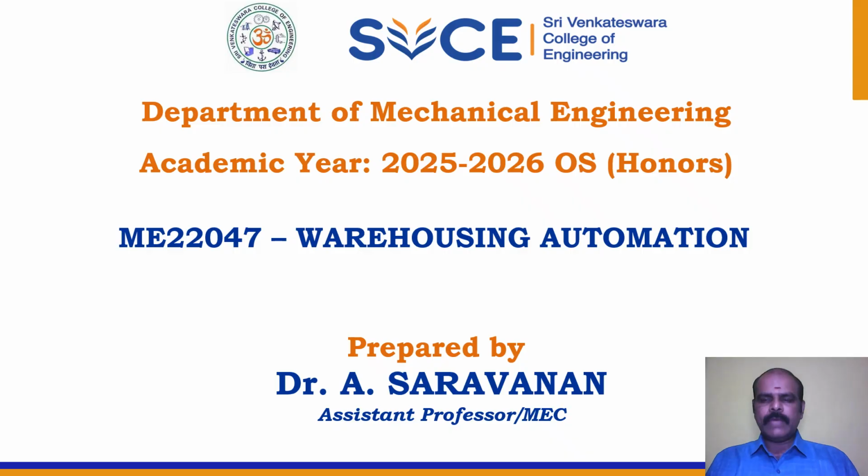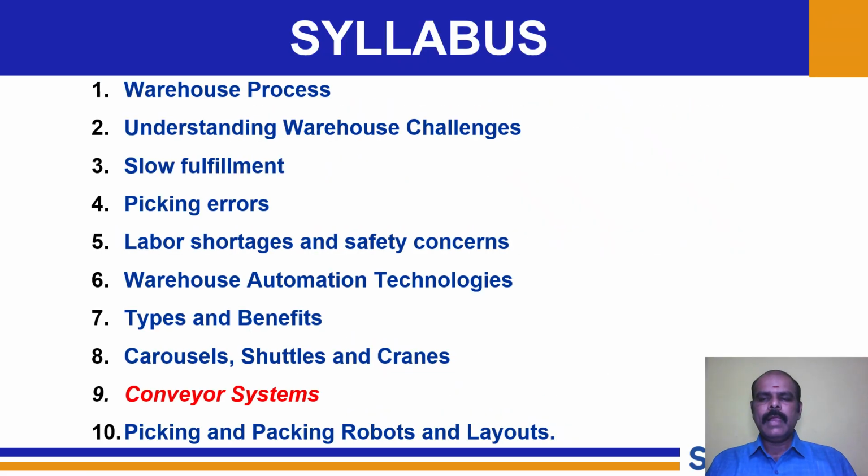So far we have been dealing with a series of lectures on this topic, and in Unit 1 these are the chapters available. Till now we have finished 8 chapters, and today we'll go with the ninth chapter, conveyor systems. We are still left with one more chapter, which has two things: picking and packing robots and layouts. With that we'll be finishing Unit 1. So now we'll get into conveyor systems.